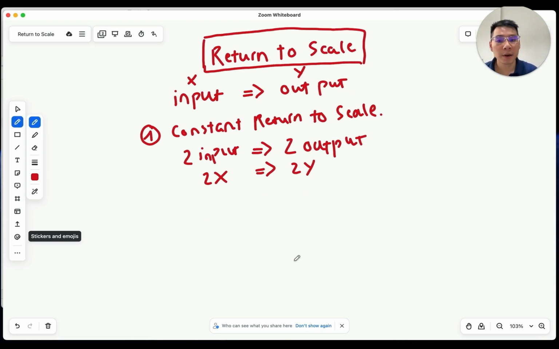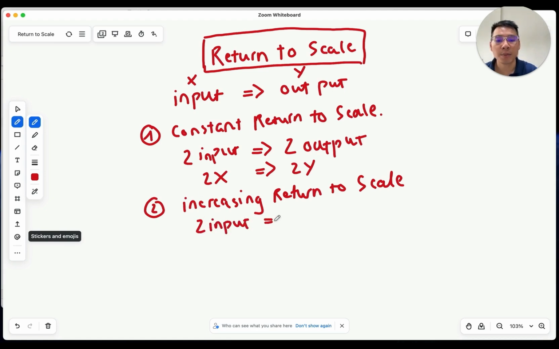Now, there's another concept, which is increasing returns to scale. In this case, when you double your input, you get more than double. It can be triple the output. So the ratio of output to input is higher. It can be 2.5, it can be 3, it can be 4. That's increasing returns to scale.